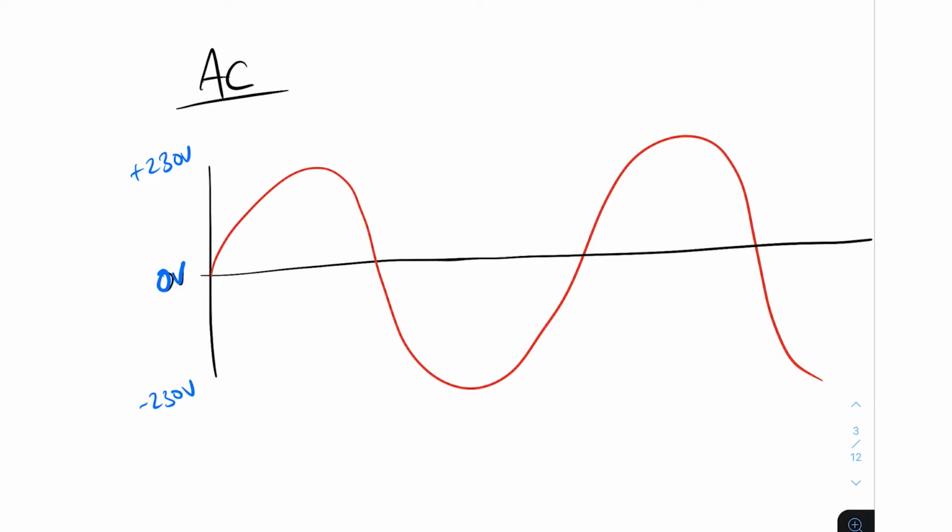Alright, so here we've got an AC waveform, and as you can see, it starts off at 0 volts, comes all the way up to 230 volts, comes back down to minus 230 volts, back up to plus 230 volts. So this is what our mains power looks like here in the UK. We all have AC power delivered to our homes. It enters our homes at 230 volts.